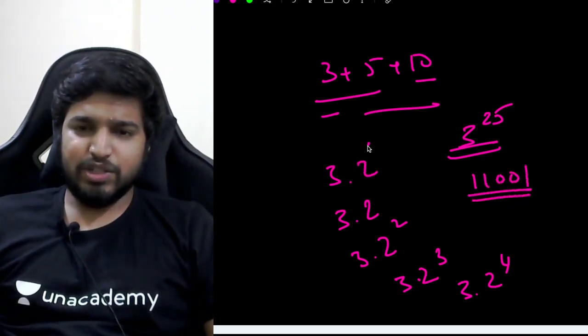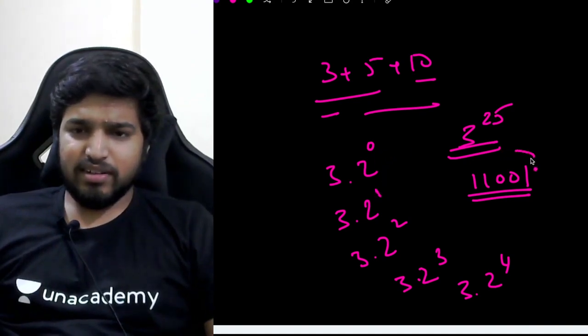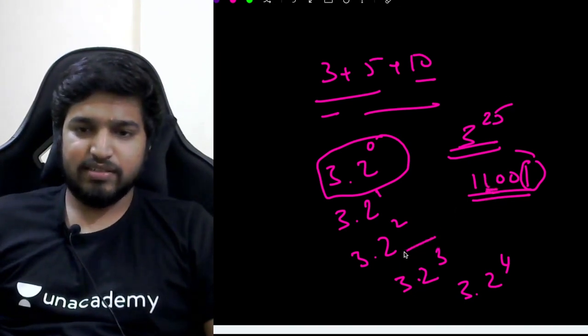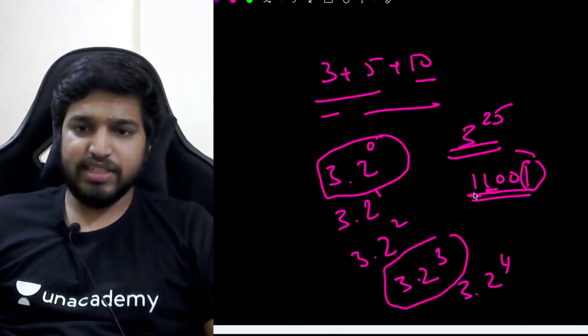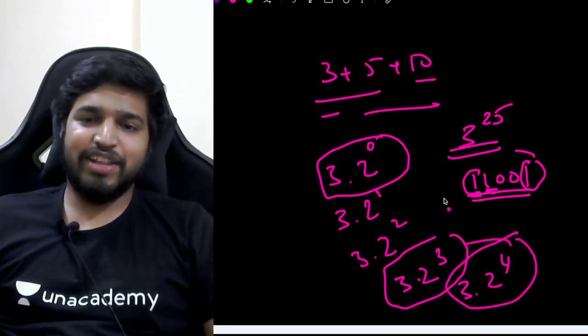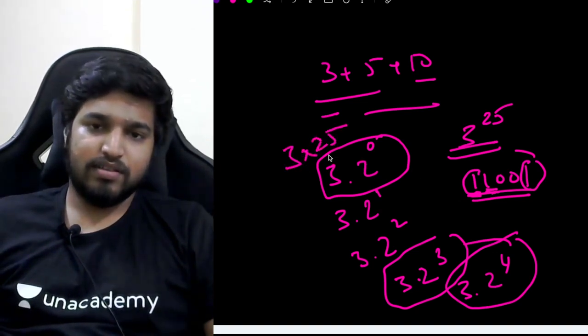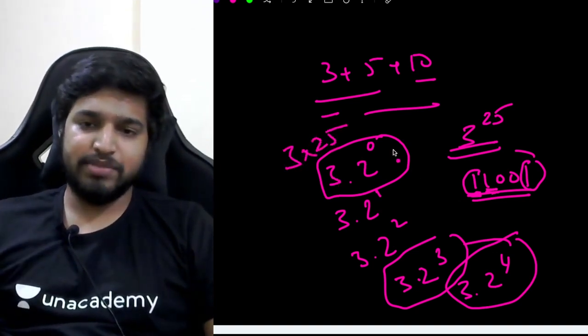So it's basically 2 power 0, 2 power 1, up to the 0th bit. You add this, then you add whatever this corresponds to, and whatever this corresponds to. If you add these three, you get 3 power 25. No, so 3 into 25, adding 25 times, you get this.